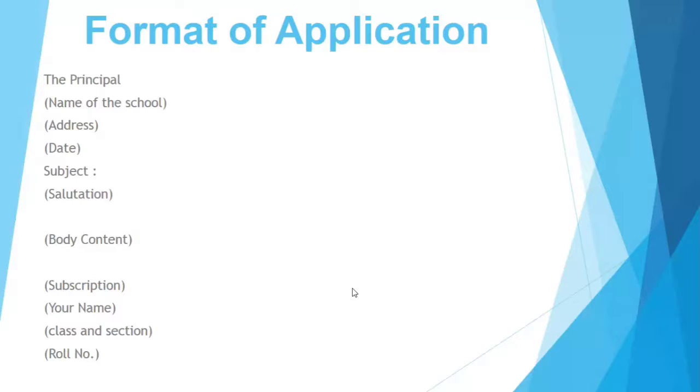Then you have to write the body content. As you all know, body content is a very important part of an application. In this, you will introduce yourself, explain the purpose of writing, and make a request for necessary action. After that, you have to mention the subscription. It is a complimentary clause to end your letter. It is a polite way of ending the letter. You can end your letter with yours sincerely and obediently. Then you have to sign your name and mention class with section and roll number.